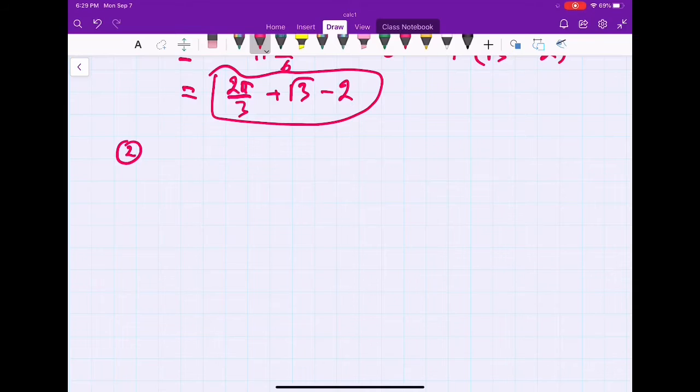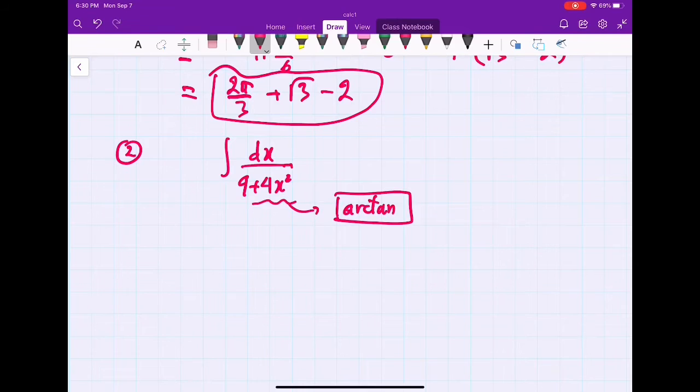We need to evaluate the indefinite integral dx over 9 plus 4x squared. This is almost free. When you see this combination, you would think about arctangent. But you need to change the function a little bit, because some students didn't change that.